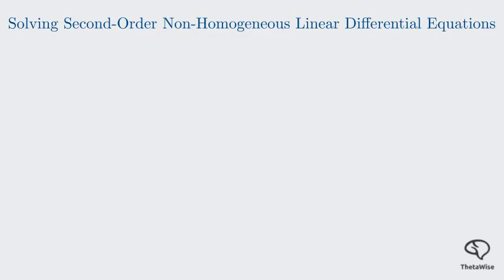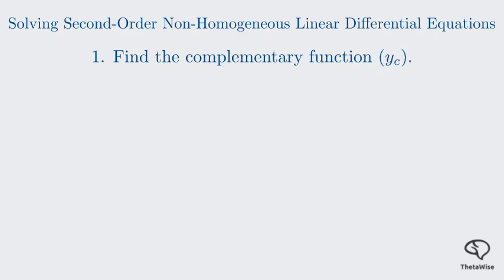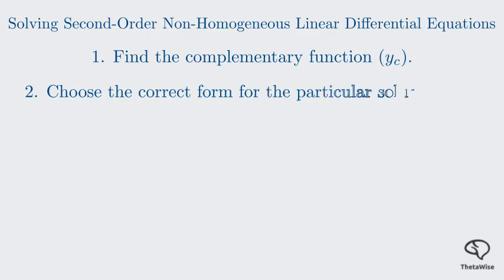By the end of this tutorial, you will be able to, first, find the complementary function, which gives the general solution to the associated homogeneous equation. Second, you'll learn how to choose the correct form for the particular solution based on the right-hand side of the equation and its relationship to the complementary function.